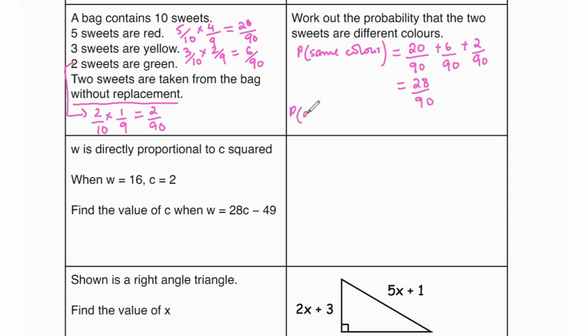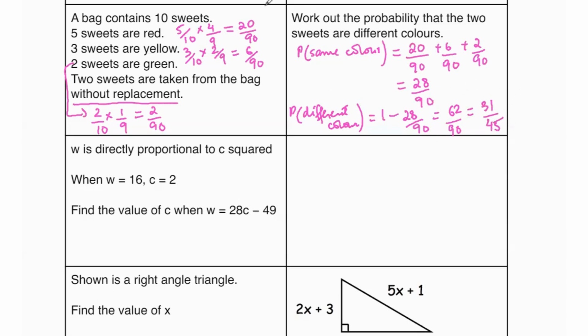So probability of different color, we will subtract this from 1. So that's 1 minus 28 over 90, which is going to be 62 over 90. And that can be simplified to 31 over 45.